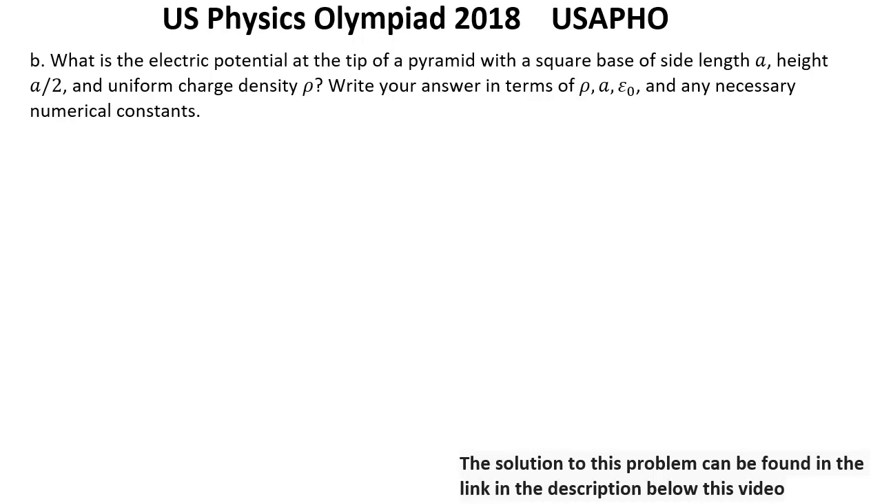Solution. A cube of side length A consists of 6 such pyramids. Then we simply compute that the constant C equals 0.0316, and the potential for the pyramid equals this expression.